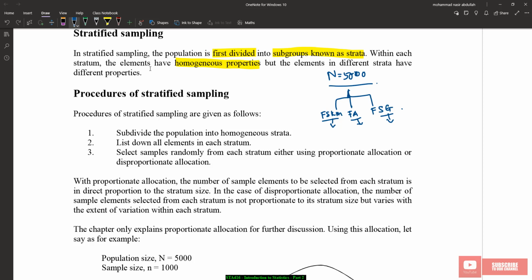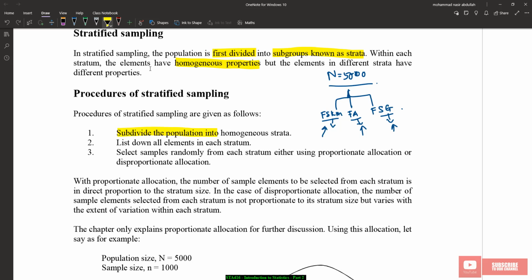Each stratum has the same characteristic. So this is taking the FSKM course only. And these students are taking only the accountancy course. And these students are taking only the applied science course. Right? So they have the same characteristics. So now, this is what we call stratified, the concept, okay? So now the procedure of stratified sampling techniques.